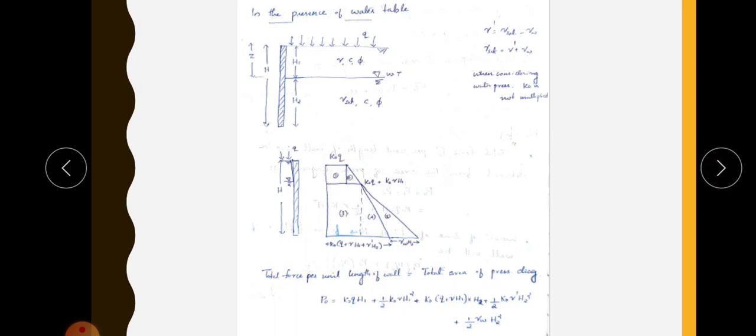So remember, when there is surcharge weight acting on the top, its variation will be the same because it is independent of the height. Okay, so the variation is rectangle. And if there is any water table, you have to consider two parameters, that is the earth pressure due to the submerged soil and the pressure due to the water. Okay, so this is the case. I think you are clear about this figure.